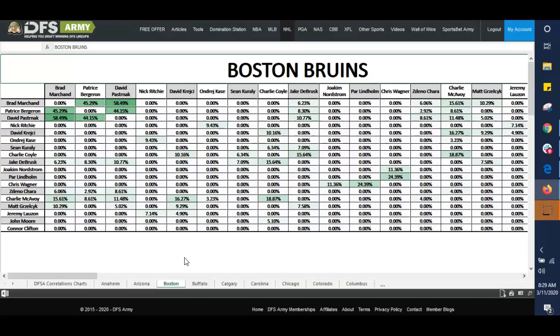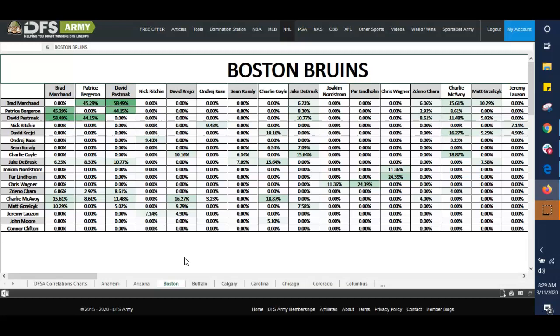It gives you access to Marchand, Bergeron, and Pastrnak if you stack them. It gives you a wider margin for error when you don't know exactly where the goals are going to come from. But if you have the time to dive in a little bit deeper and start looking into the teams and into how they're structured and start cherry picking out the goal scorers, you could have a Boston Bruins highly correlated line one stack.